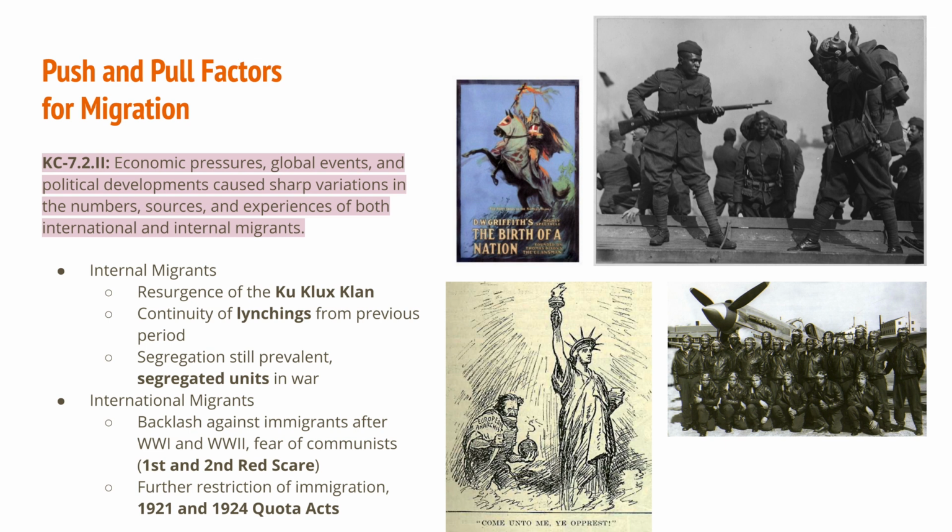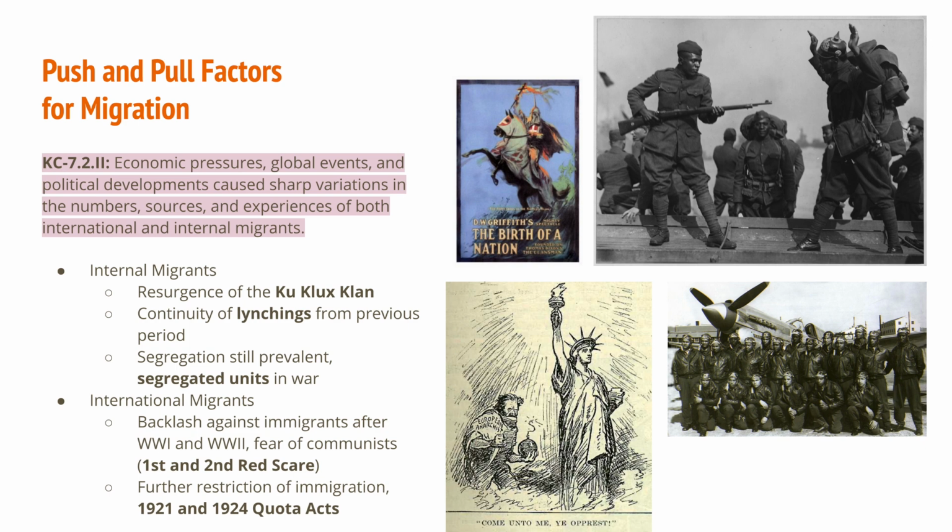Segregation is still prevalent. We have segregated units in war. In World War I, a great example of that is the Harlem Hellfighters. In World War II, we have the Tuskegee Airmen. All of them served with distinction, and they were given many medals for their courage in war. And even that was not enough to convince the armed forces to integrate during the two wars, World War I and World War II. It won't be until 1948, so we'll be talking about this in the next historical period, in which President Truman says that we should integrate the armed forces.